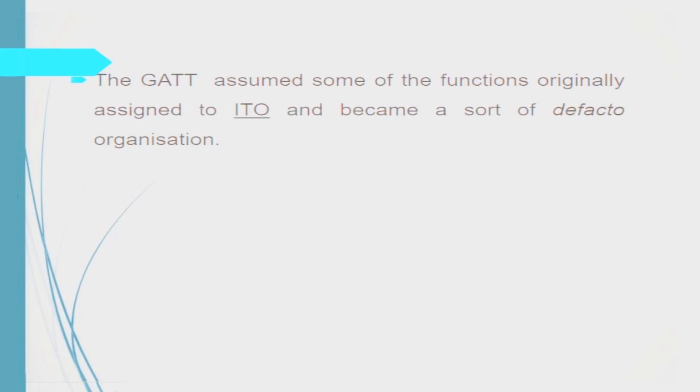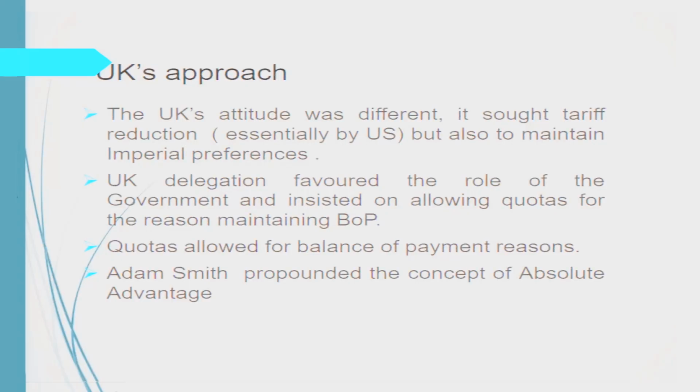The GATT assumed some of the functions originally assigned to the ITO and became a sort of de facto organization. So consequently, GATT was accepted as a small step towards a new international trade order, we can say towards liberalizing the trade mainly. Now there comes UK's role also. Why can the UK's role not be discounted?